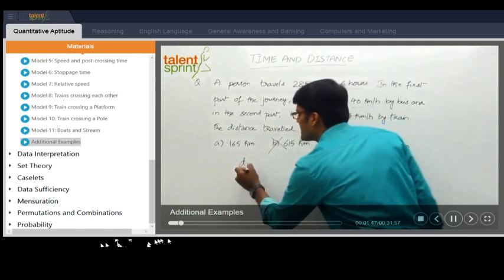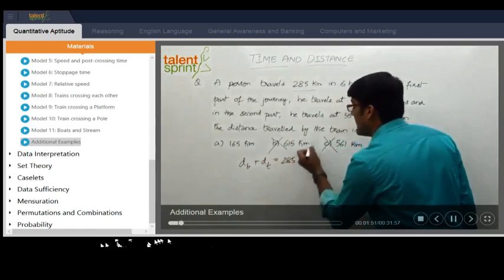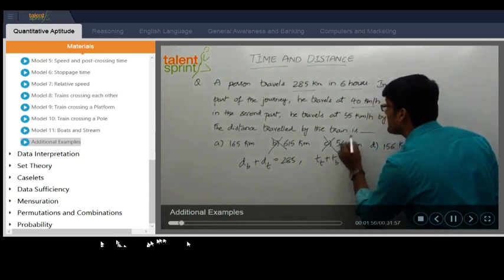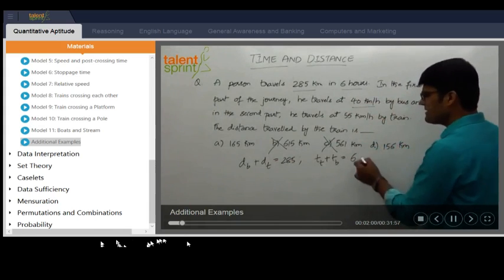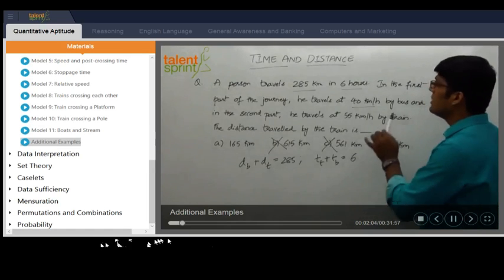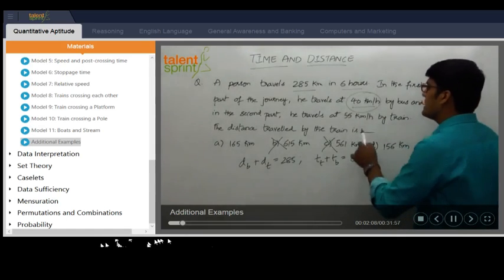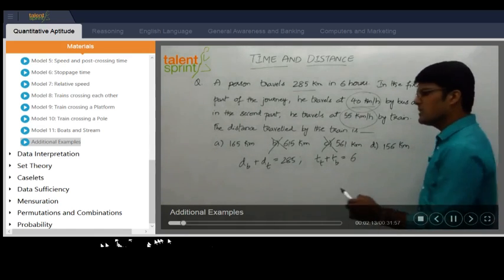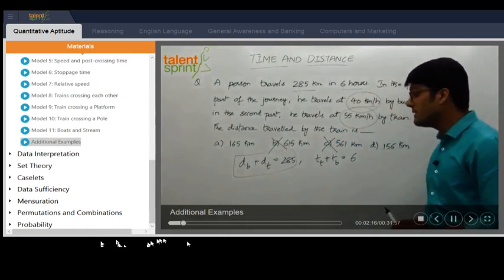So we can say distance covered by bus plus distance covered by train is 285, and then time required to travel by train plus time required to travel by bus is equal to 6 hours. Two equations you will be able to solve, right? One is the distance equation, the other is the time equation. What else do we know? In the first part he travels at 40 kilometers per hour by bus, and in the second part he travels at 55 kilometers per hour by train. Okay. So this is one equation. Let's keep it as it is. Distance by bus plus distance by train is 285.